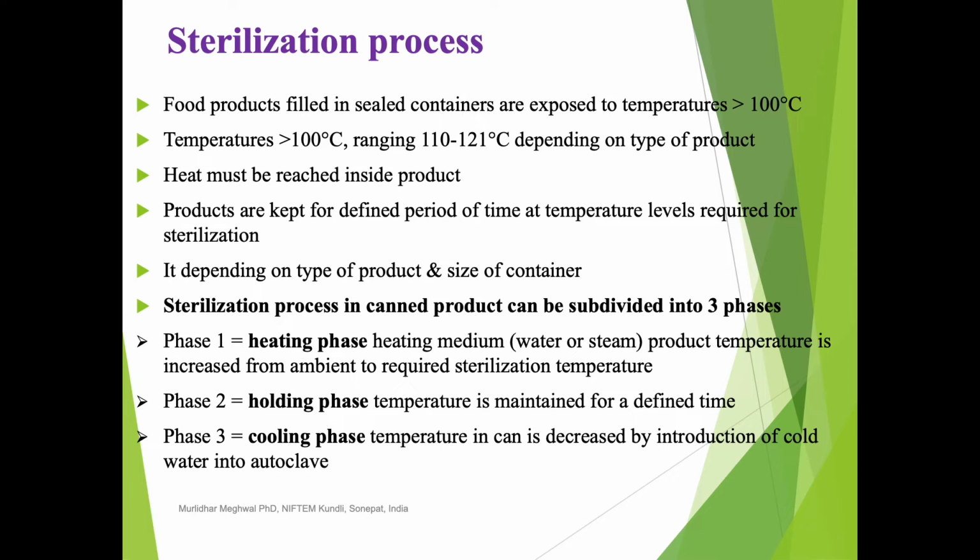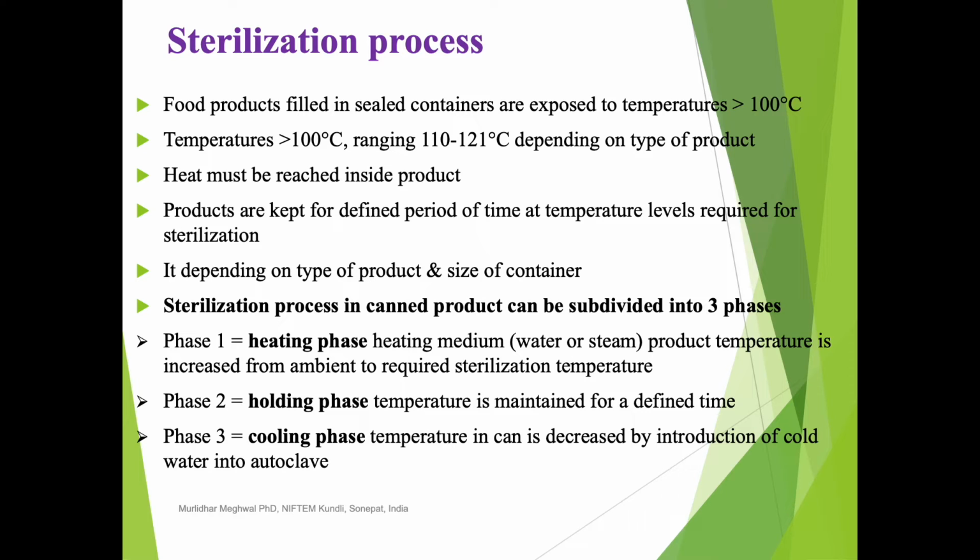In the sterilization process, the food product is filled in sealed containers which are exposed to temperatures of more than 100 degrees Celsius, ranging from 110 to 120 degrees Celsius depending upon the type of product. Here heat must reach inside the product, and it is kept for a defined period of time at the temperature level required for sterilization. This depends on the type of product and the size of the container.